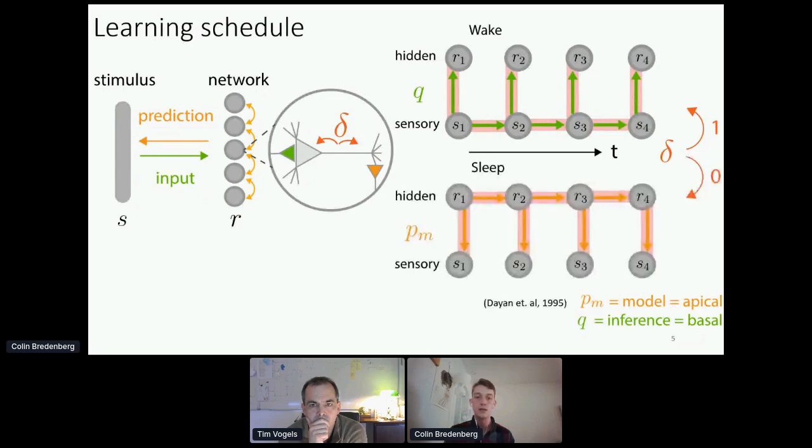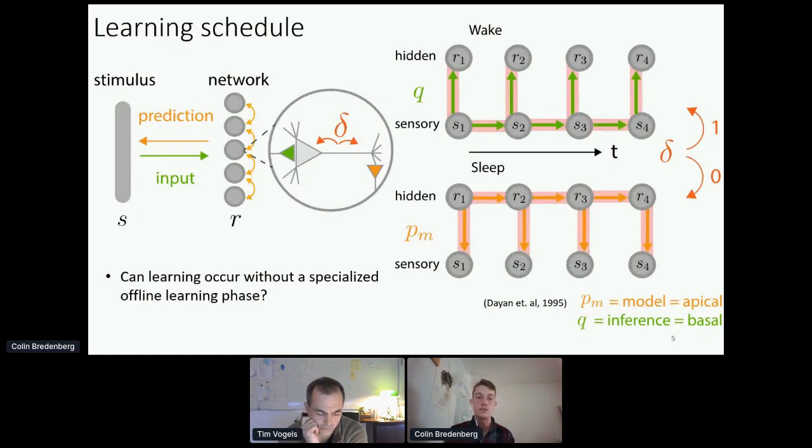In the second mode, delta equals 0, activity is dominated by recurrent and top-down connections projecting to the apical synapses, and neural firing rates correspond to samples from PM of R. That means the activity is sampling from the model's prior distribution. So previous work on the wake-sleep algorithm has shown that these two different modes of activity can be used to minimize the loss that I showed on the previous slide through local synaptic plasticity.